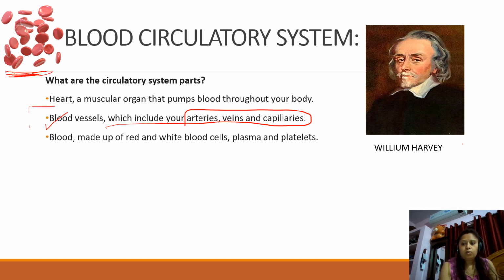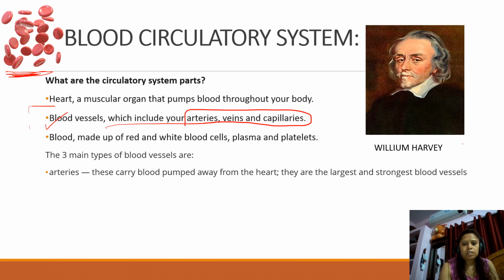So what are the three main types of blood vessels? First one is your artery. Arteries carry blood away from the heart. Just remember this, the arteries take blood away from the heart, and they are the largest and strongest blood vessels.